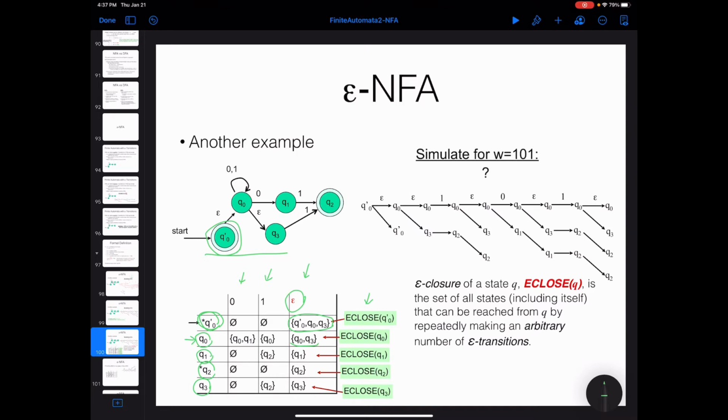Equivalence for Q1 is going to be only Q1. The reason is that we don't have any epsilon transition to Q1, and it just means that if you are at Q1, nowhere else you can be without reading any input symbol. Similarly for Q2 and Q3, the equivalence is going to be only those states themselves. So be careful. The equivalence for every state is going to include that state.